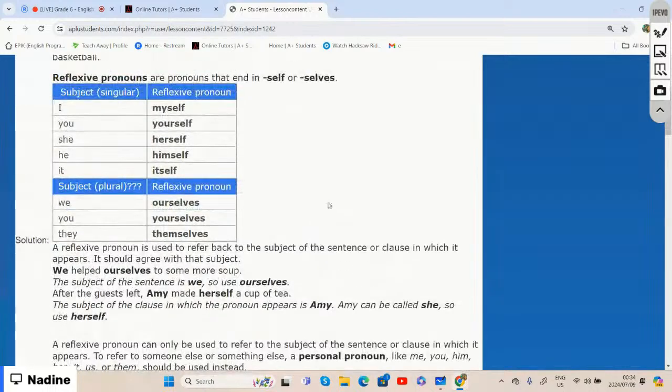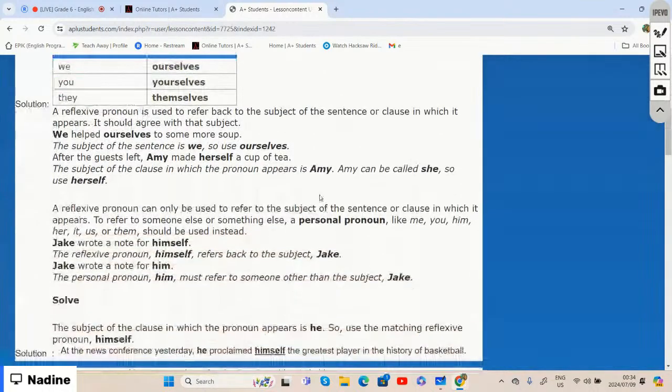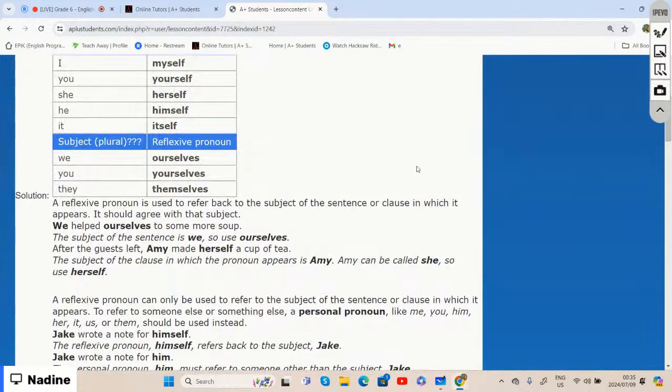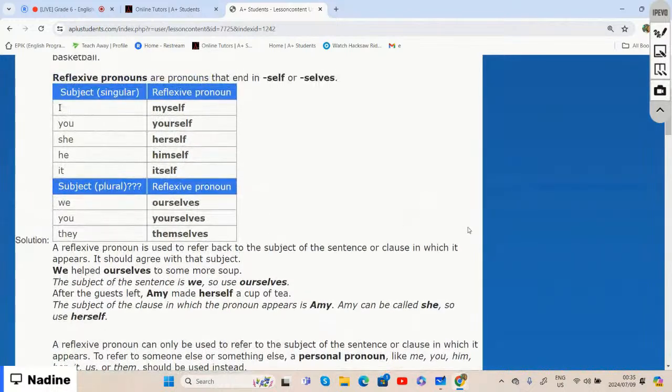So now we are going to use reflexive pronouns, right? And remember when we said that a reflexive pronoun is used to refer back to the subject, whether it is singular or plural, right? Or to the clause in which it appears, and it needs to agree with the subject, which is either I, you, she, he, or it, or we, you, or they.